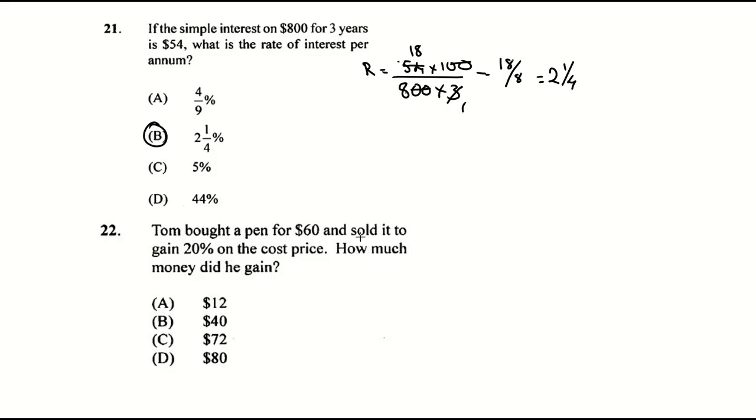Tom bought a pen for $60 and sold it for a gain of 20% on the cost price. How much money did he gain? So the profit would be 20% multiplied by the cost price, which is 60. 6 twos are 12. So what is the profit? $12. And that would be your answer.